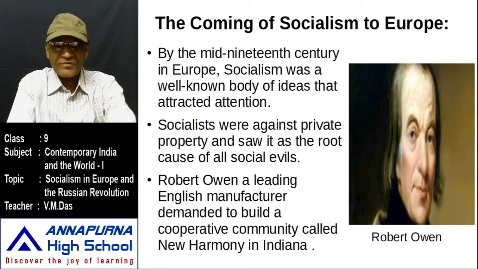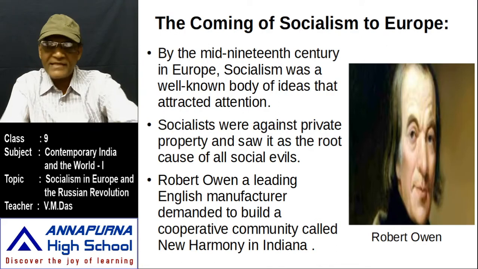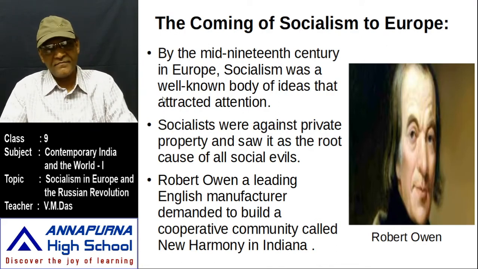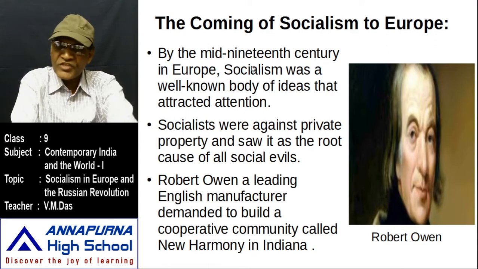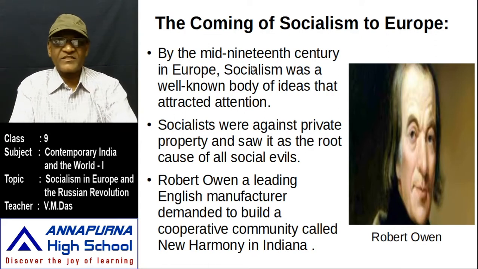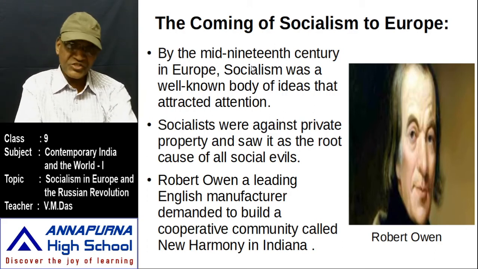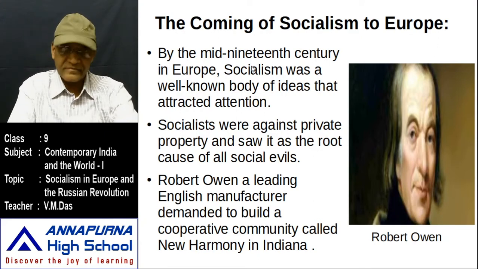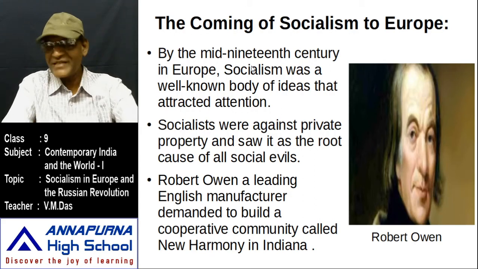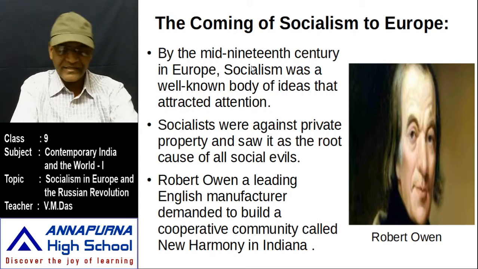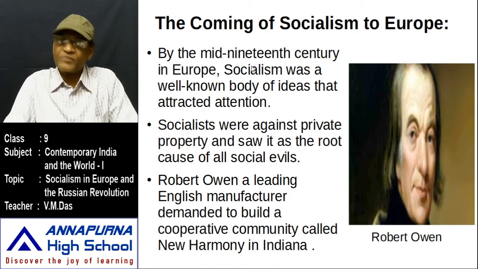That's why, since the socialist principles were good, millions of people got attracted to these socialist ideas and became followers of Karl Marx and Engels. So by the mid-19th century here in Europe, socialism was a well-known body of ideas that attracted the attention of the masses, especially the working people, the laborers, the proletariat. So socialists were against private property.